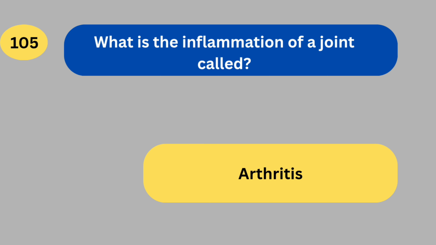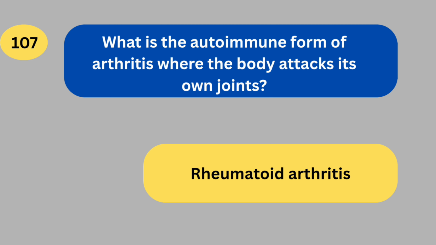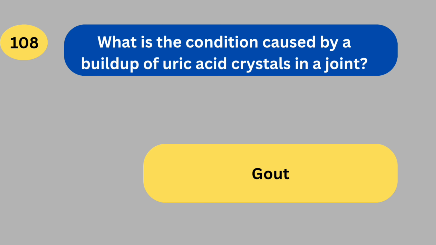Next question. What is the inflammation of a joint called? Answer: arthritis. Next question. What is the degenerative wear and tear arthritis called? Answer: osteoarthritis. Next question. What is the autoimmune form of arthritis where the body attacks its own joints? Answer: rheumatoid arthritis. Next question.